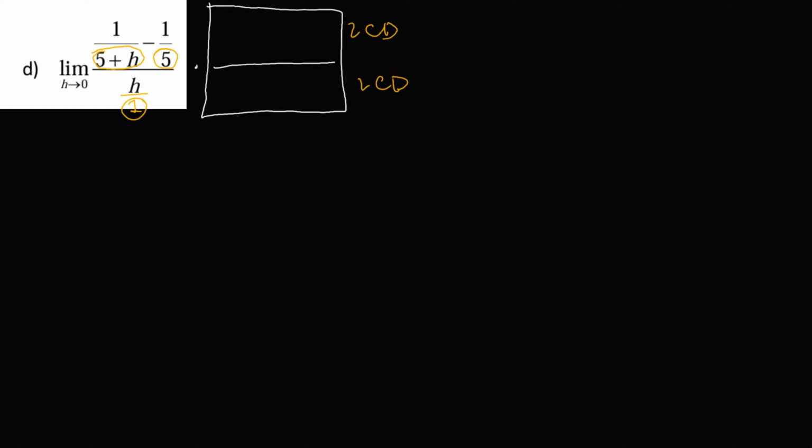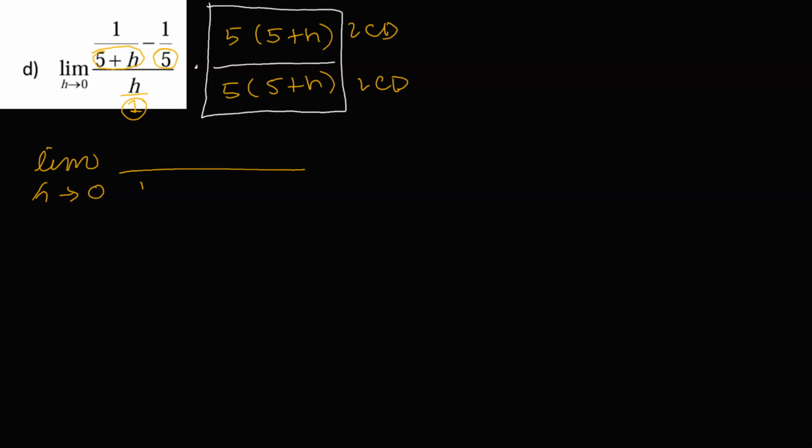So between 1, 5, and 5 plus h, the common denominator is 5 times 5 plus h. So then we will have the limit as h goes to 0 of, and you have seen so many of these when you're doing the definition of limit, the definition of derivative, right? We will have then on the denominator h multiplied by 5, which would be 5h times 5 plus h.